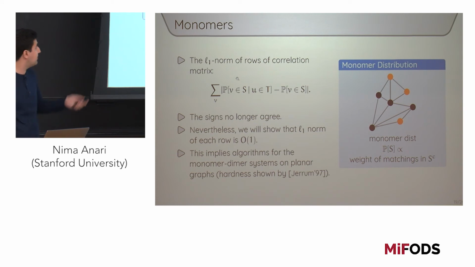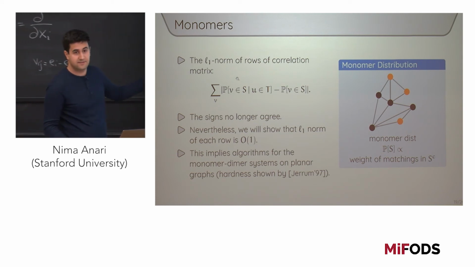So now let me show you how to bound the L1 norm of the rows of this correlation matrix for the monomer distribution.